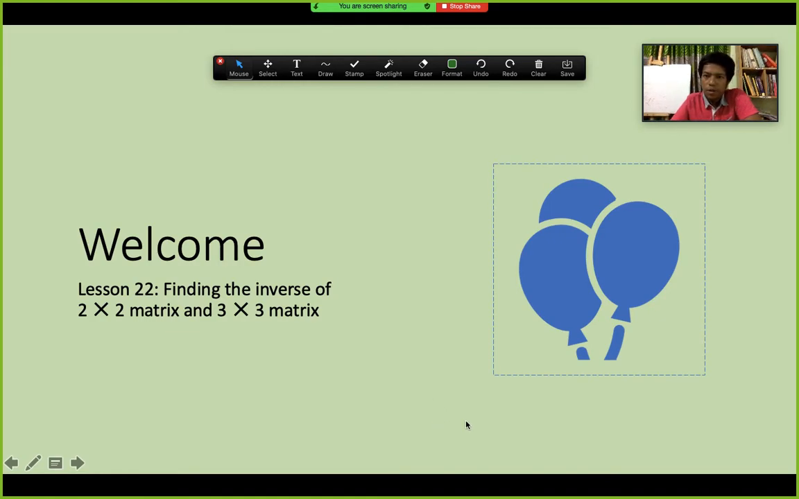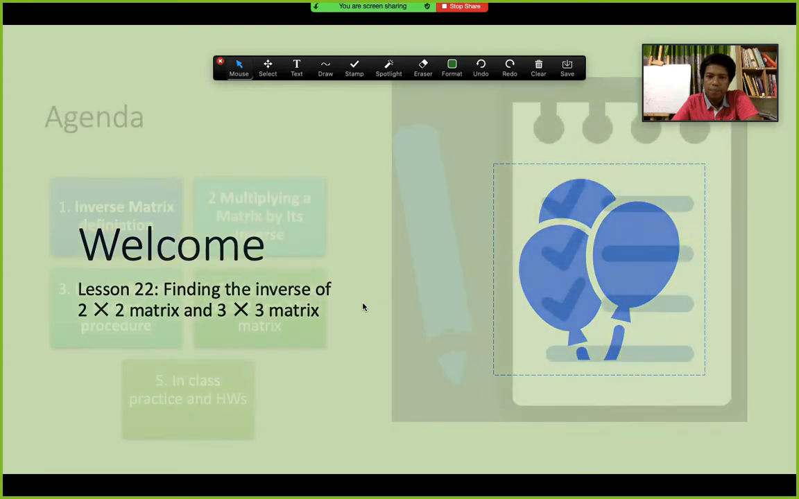Hello everyone, welcome to our pre-calculus lesson. This is lesson 22, finding the inverse of 2 by 2 and 3 by 3 matrix.